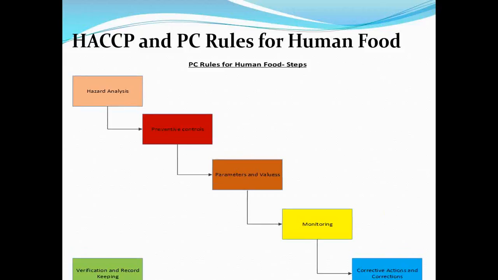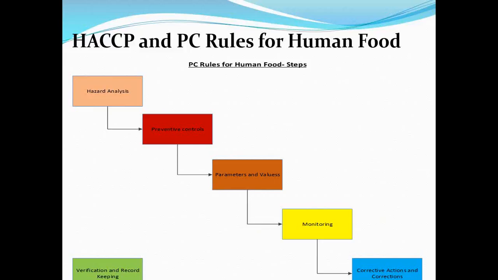Whereas the next slide, it's again the PC rules for human food. What are the basic steps? You have the same 7 principles or 7 steps here. The US FDA created preventive control rules within section 103 of FSMA to help the food manufacturing and processing facilities implement a comprehensive and proactive system to ensure food safety.